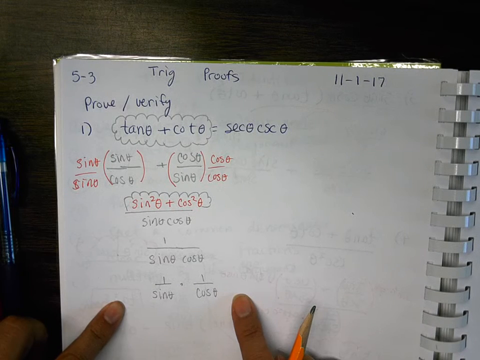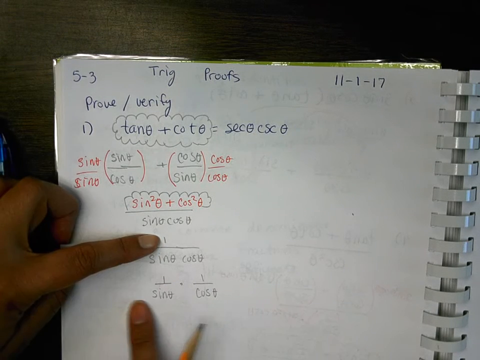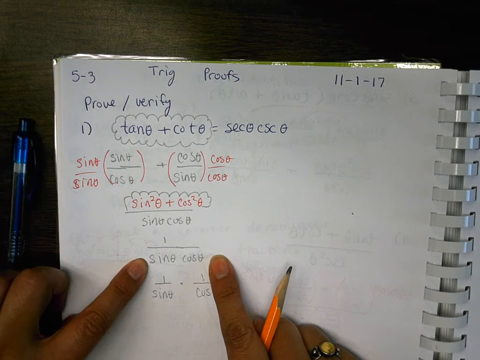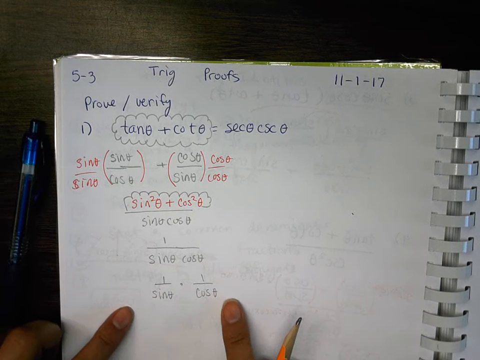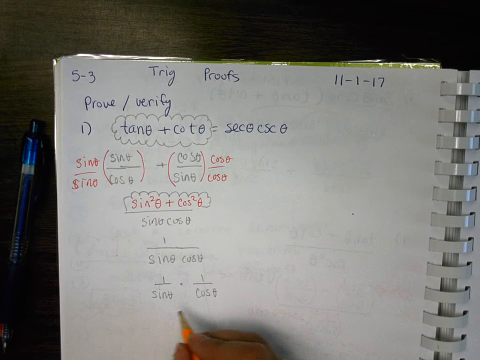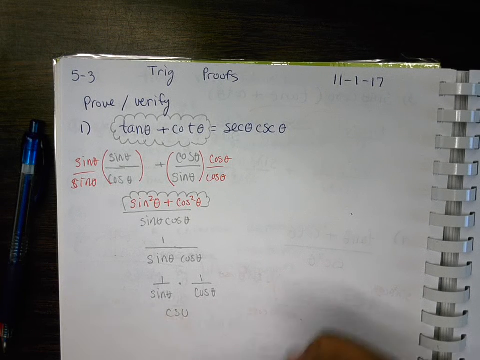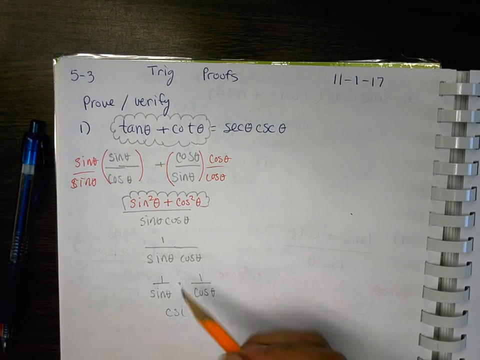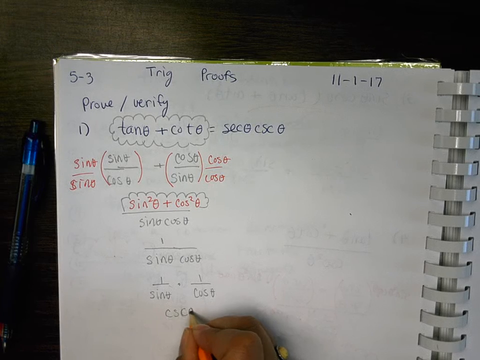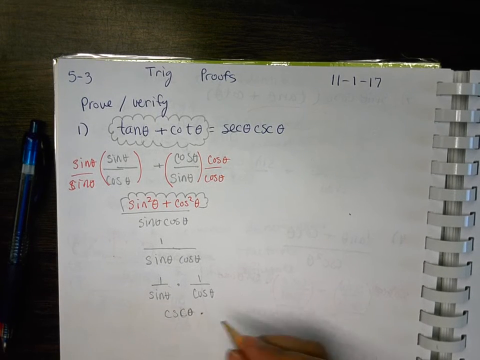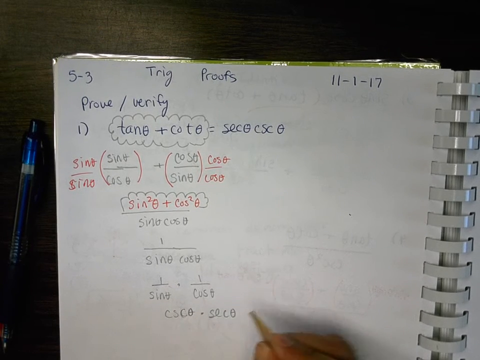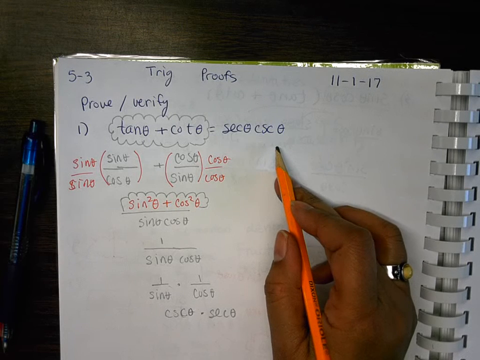Yes. Would I just multiply the numerators and get 1, and multiply the denominators and get sine theta cosine theta? Okay, why do we do this? Because 1 over sine is what? Cosecant. And 1 over cosine? And is that the same as secant times cosecant?